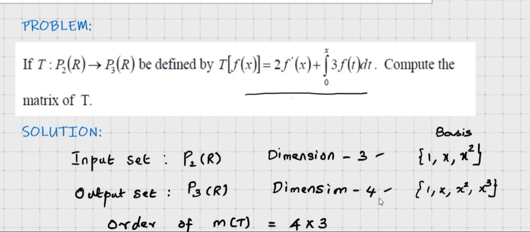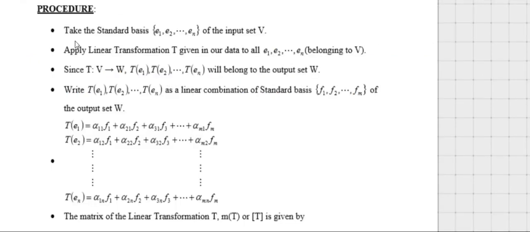Now, we will see how we are going to construct that matrix. That is our entire objective. We will see the procedure step by step, and we will solve it parallelly. See the first step. You have to take the standard basis e1, e2, up to en, as it is generally notated, of the input set V. In our problem, the input set is P2 of R, so its standard basis is 1, x, x square.